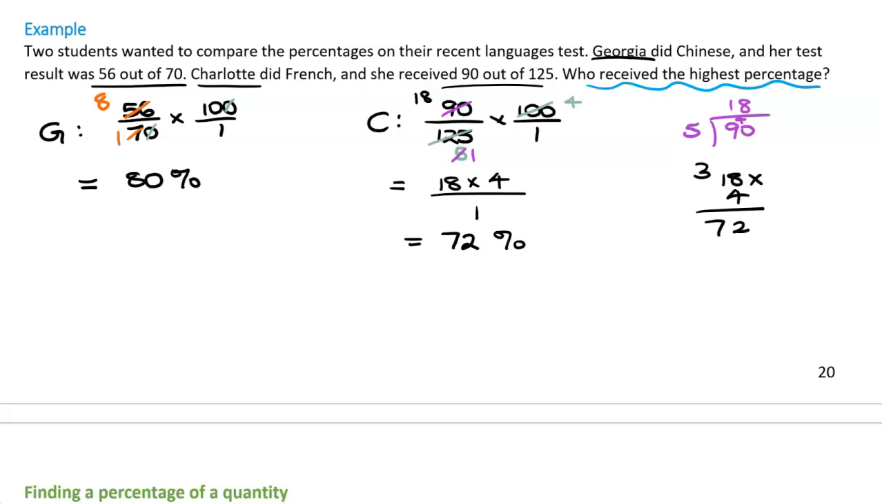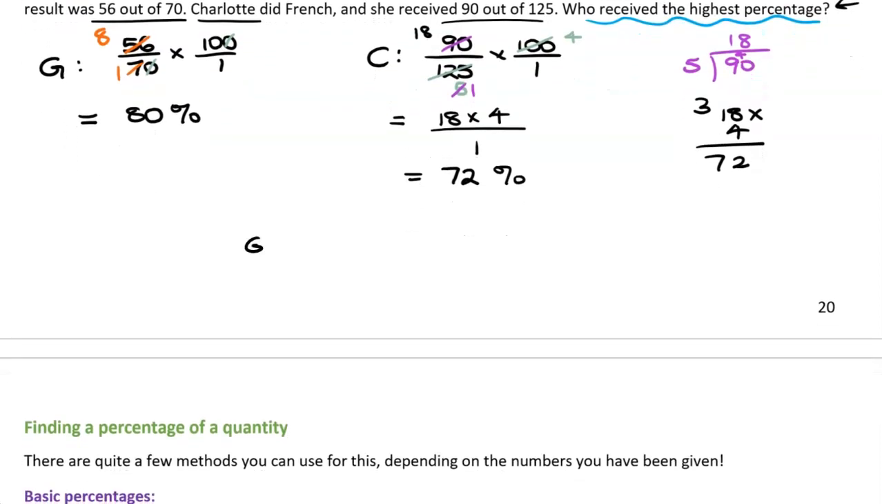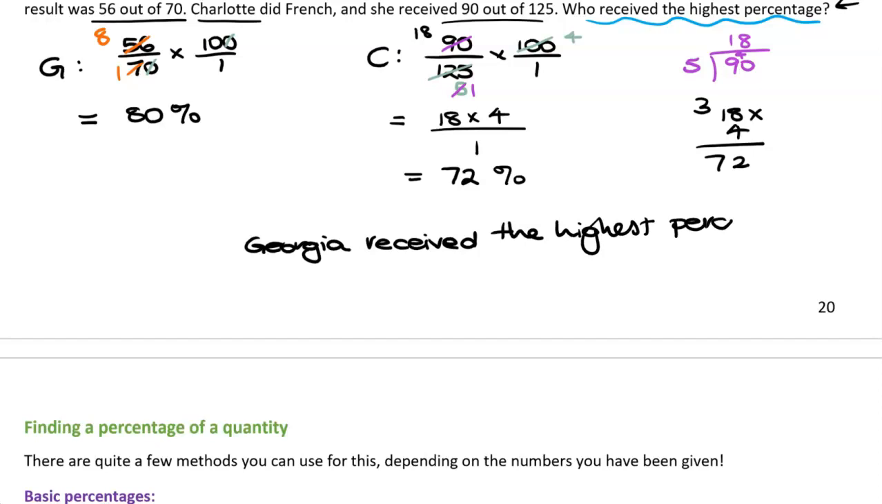Okay, so we need to answer this worded question with a worded answer, and the question's actually asking who received the highest percentage. So Georgia received the highest percentage. Oops. Helps if you can spell percentage. Percentage.